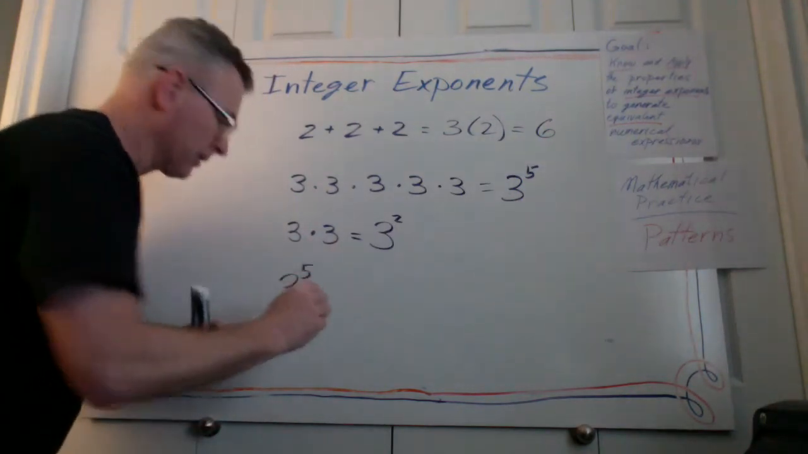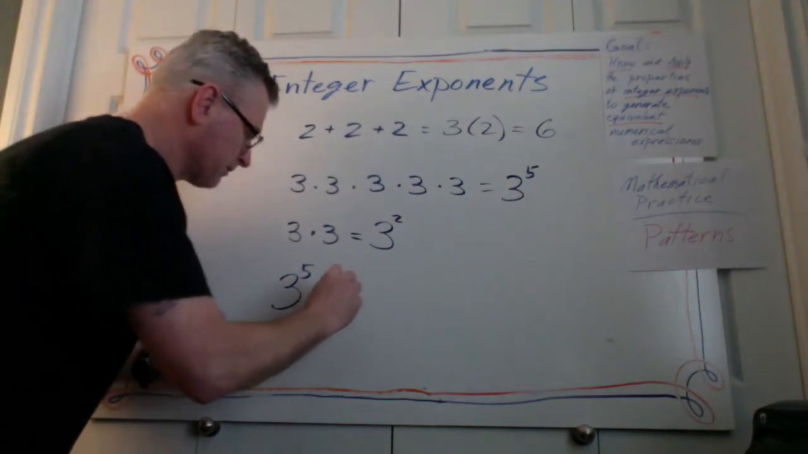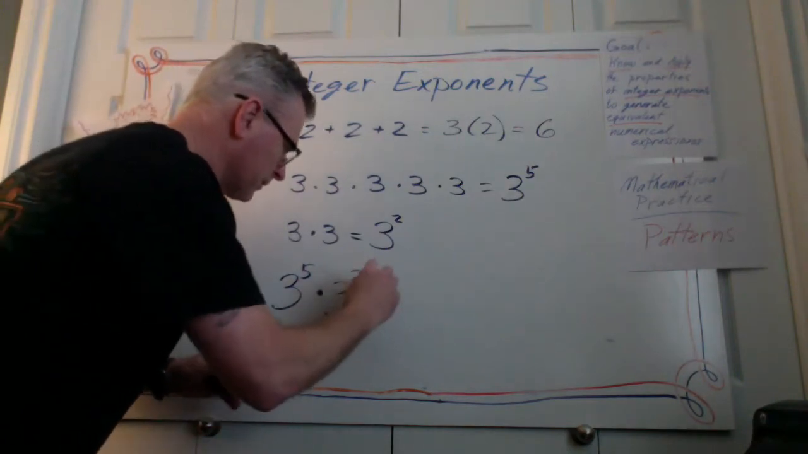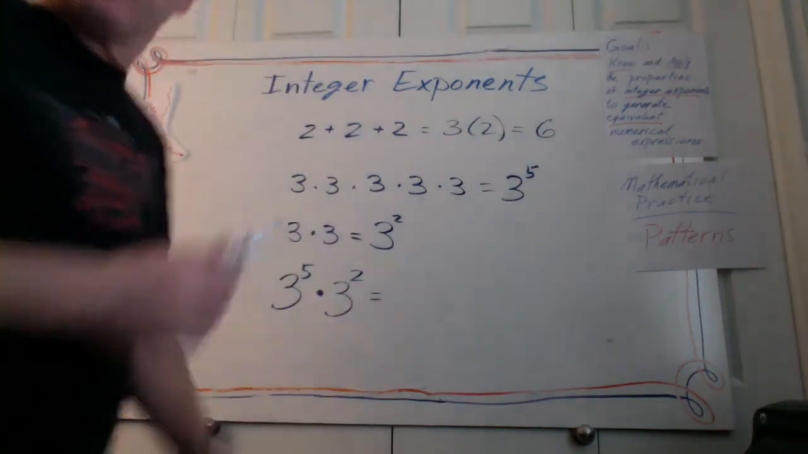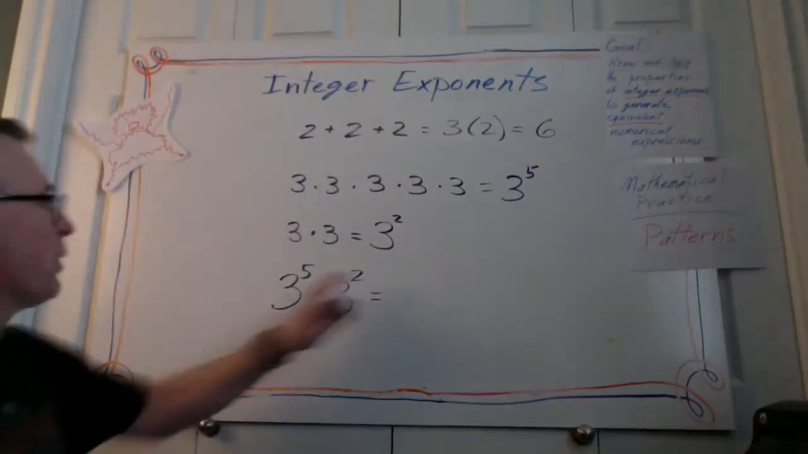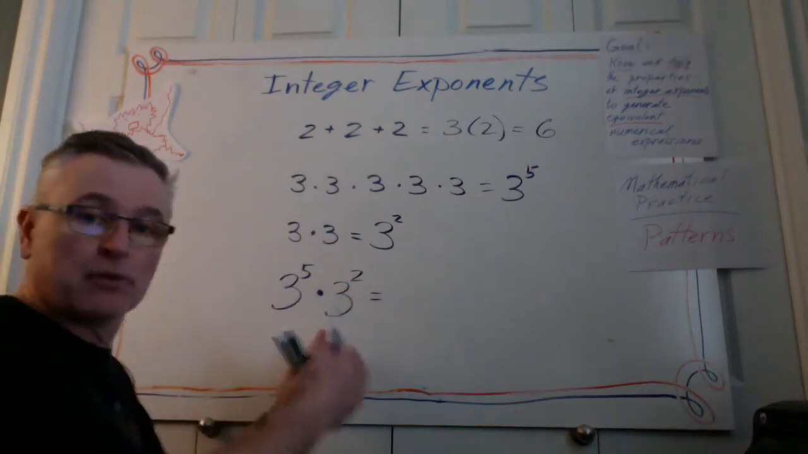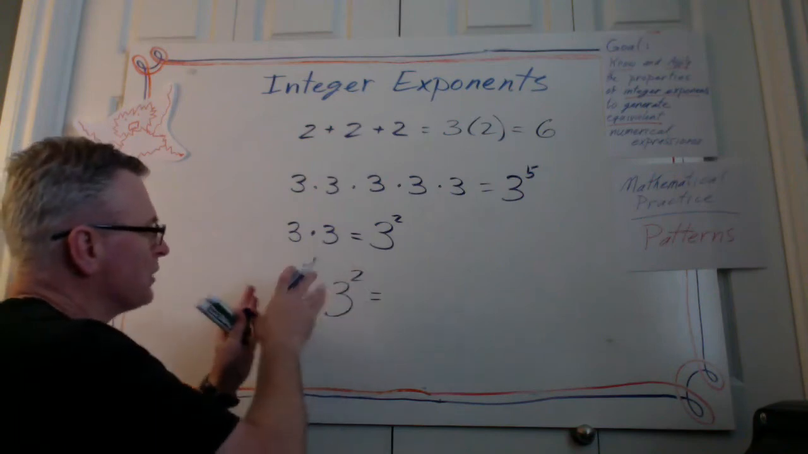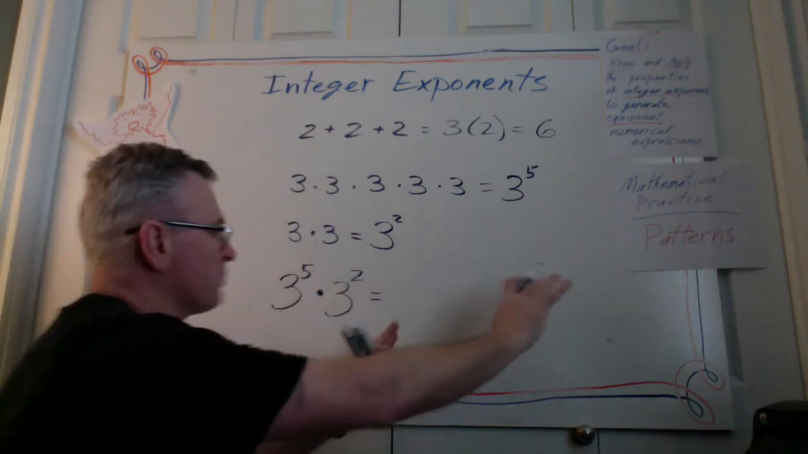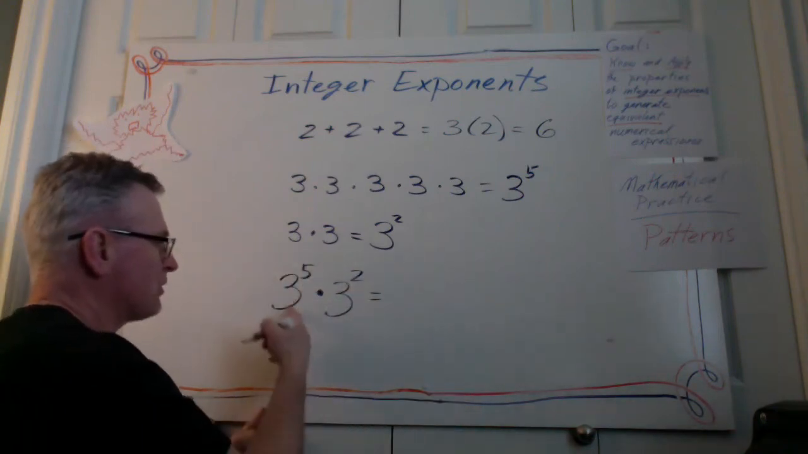a power times another like this, right? What if we had a number that had an exponent on it times another number that had an exponent on it? And if I wanted to expand this, I would say, you know what, I know what this looks like.